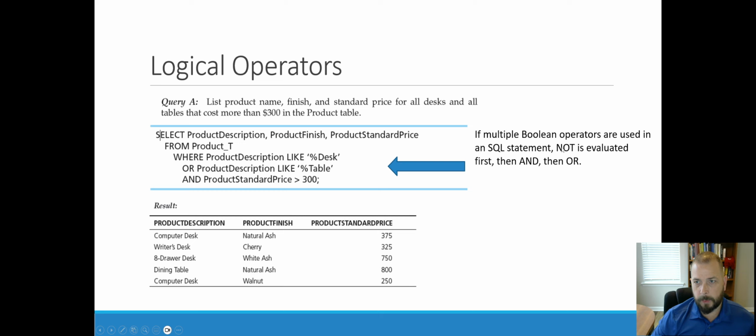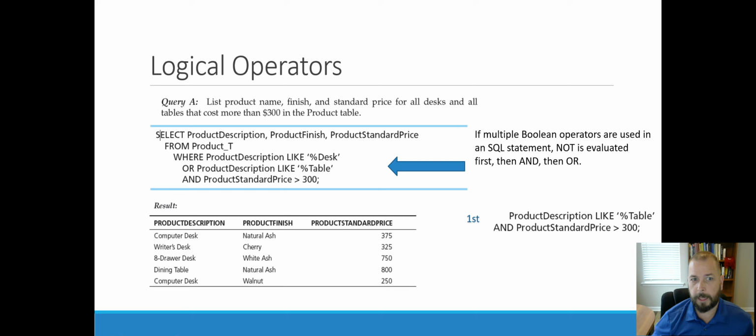In this particular case, we don't have a NOT operator, so the AND operator gets evaluated first, and then the OR statement. So actually, the first time this runs, the product that has the word tables in it and the product standard price greater than $300 gets evaluated first. So that gets linked with that.